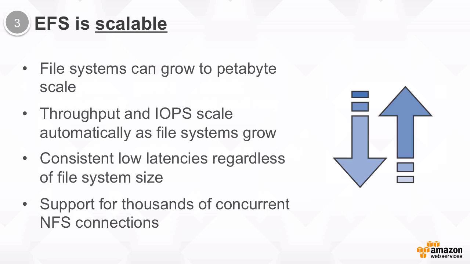EFS is scalable because it can grow from 0 to petabyte scale. And the throughput of the file system and the number of I/O operations per second that the file system can sustain scale automatically as your file system grows. The latency of the file system is consistently low regardless of the size of the file system. And it can support thousands of concurrent NFS connections.